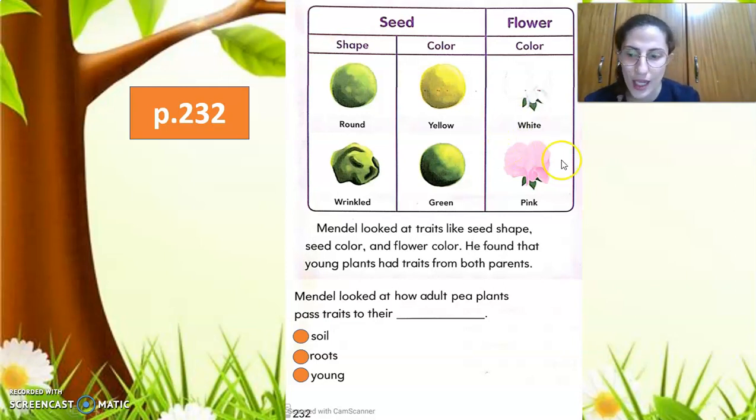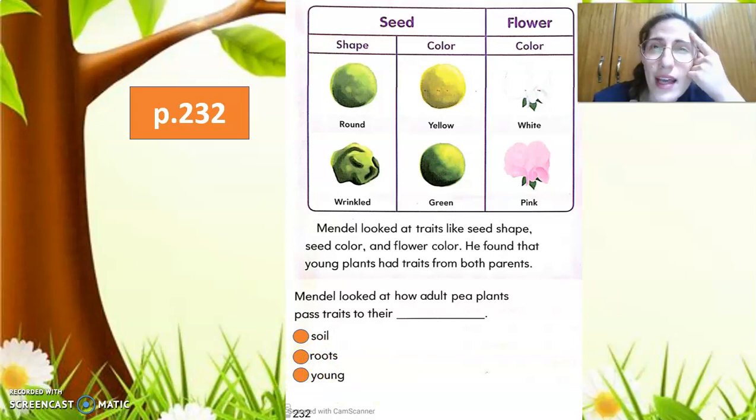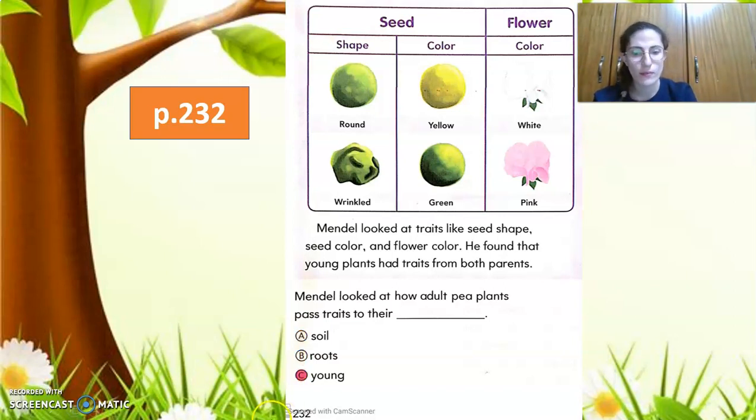Clear? Let's read together. Mendel looked at how adult pea plants pass traits to their: A, soil, B, roots, C, young. So they're asking us, what was he observing? How adult pea plants pass traits to whom? When we say pass, it means give these things to whom? Take a minute to think. Excellent, to their young. Of course, it's not to the soil and not to the roots, but to their young.